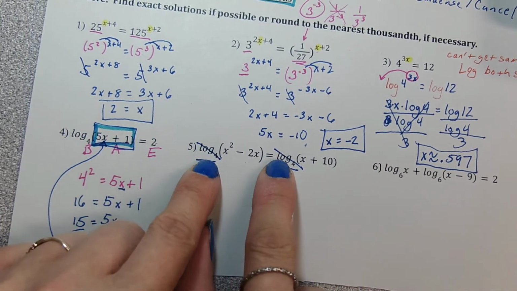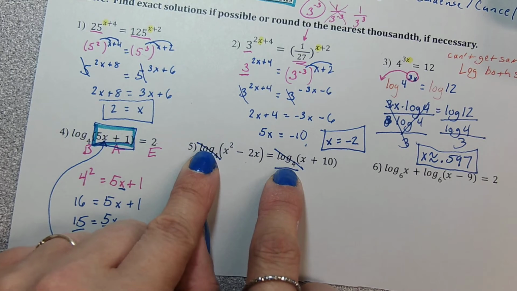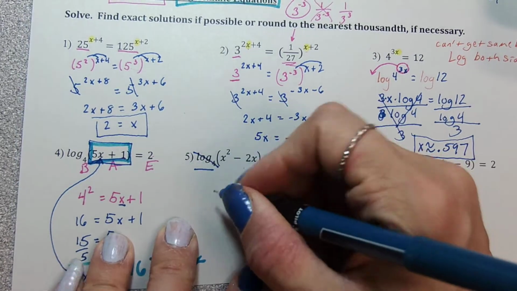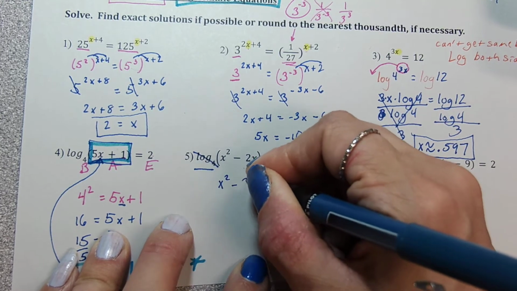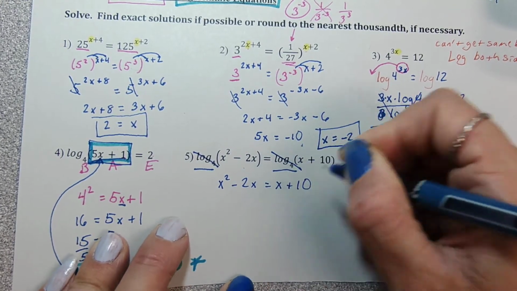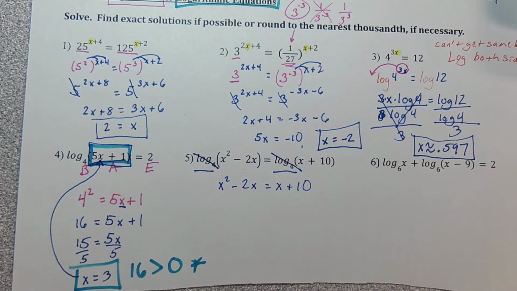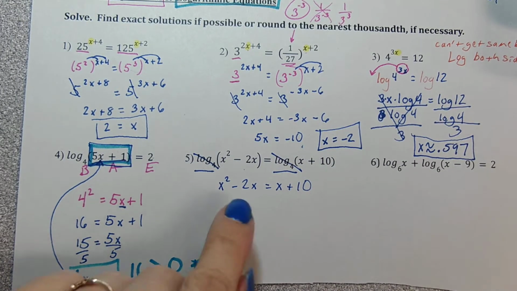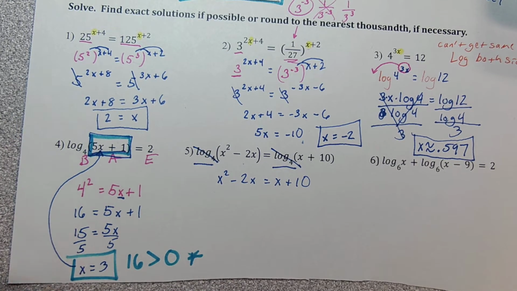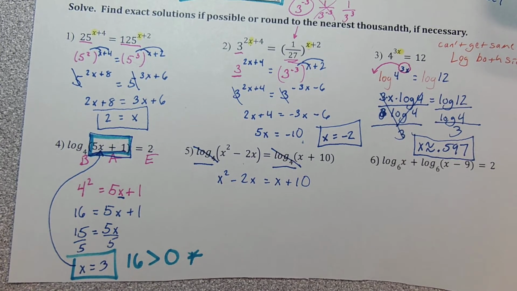But because I have 1 log on either side without any coefficients, I can just go ahead and cross those off. So then I get x squared minus 2x equals x plus 10. And hopefully, folks, since this has been kind of the vibe of term 2, when you see an x squared, your knee-jerk reaction should be, I'm going to try to factor that. So, yeah, I guess you can use the quadratic formula, but factoring is way easier. So let's try to factor it.